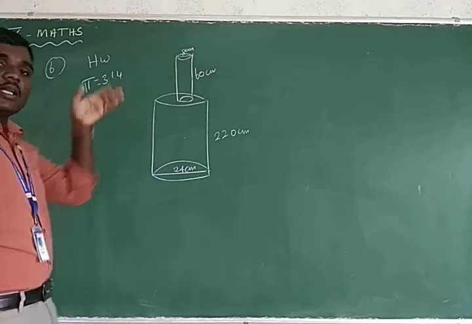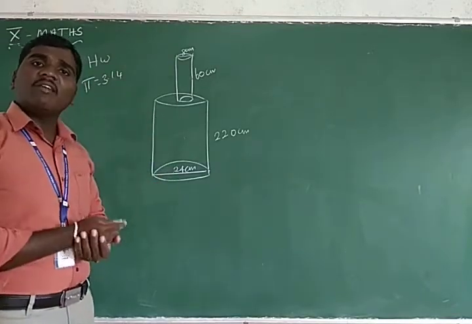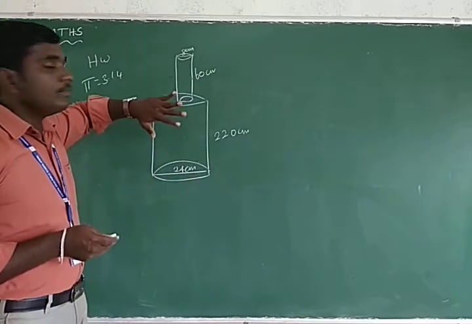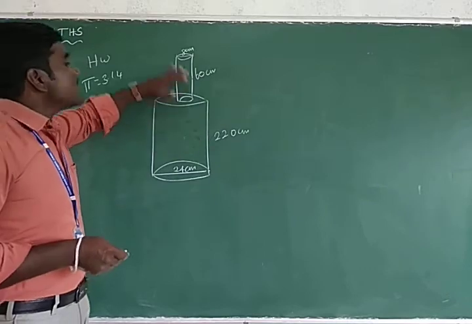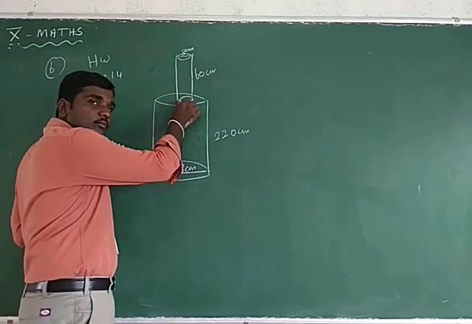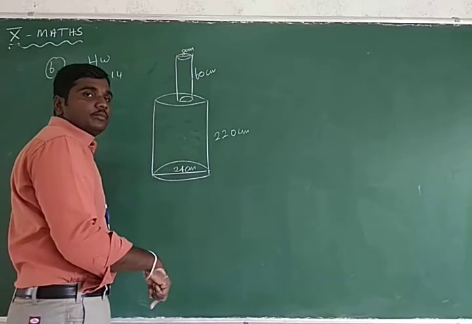We have already learned a sum like this in 9th standard. So how will you find the total volume? Volume of cylinder plus volume of cylinder. No need to subtract this portion, because it is volume.